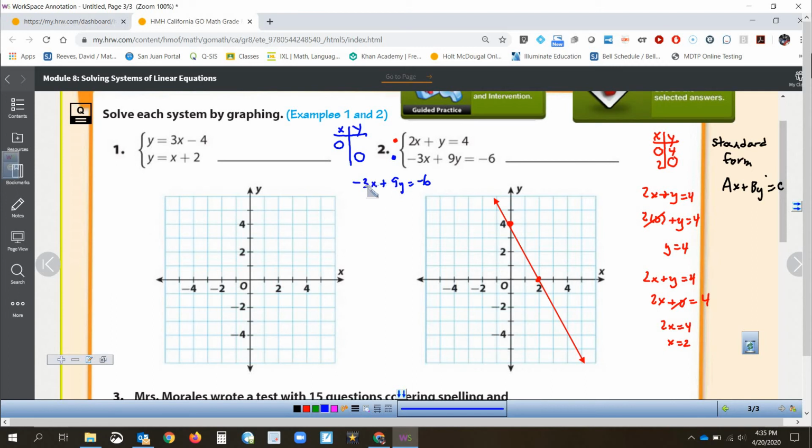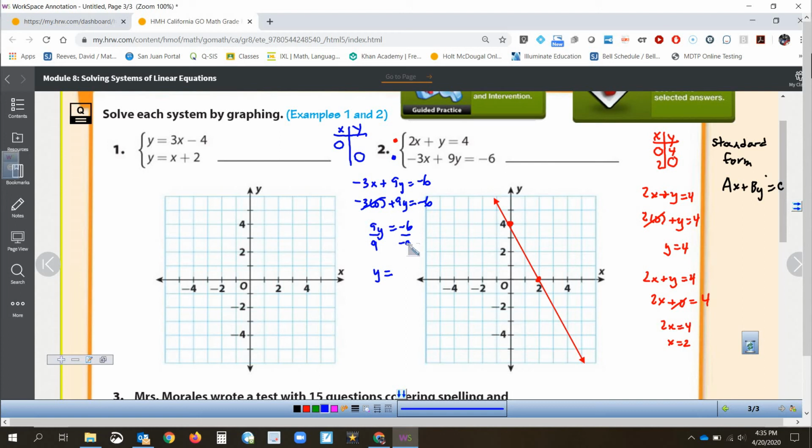So first thing I'm going to do is put in 0 for x right here. So negative 3 times 0 plus 9y equals negative 6. Well, negative 3 times 0 is 0, so I get 9y equals negative 6. Now, if you're thinking, uh-oh, 9 doesn't go into 6, or negative 6, you're correct. But we can get that as a fraction. We're going to simplify. We're not going to make it a decimal.